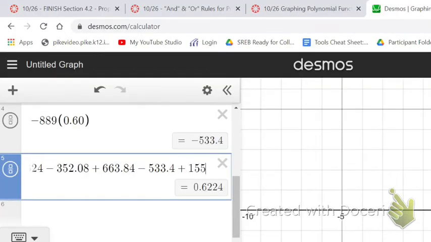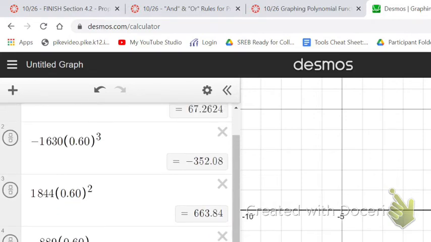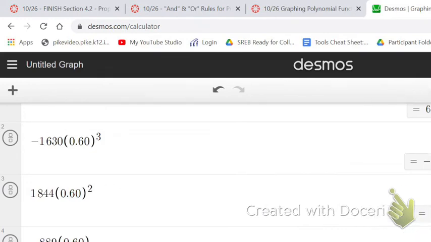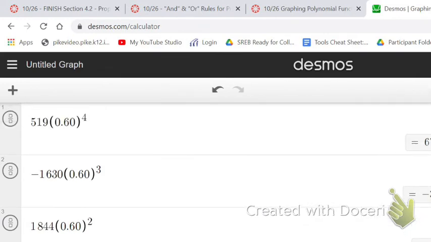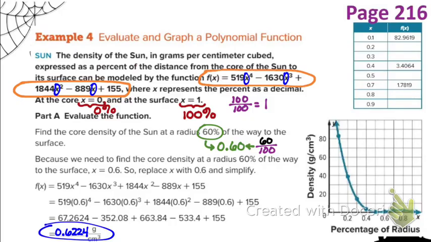So just like we did here, you want to substitute into each of these, and then you're going to add them all together at the end. All right? I believe that is correct for that first piece. Yeah. That is not the full thing. Yeah. Yep.